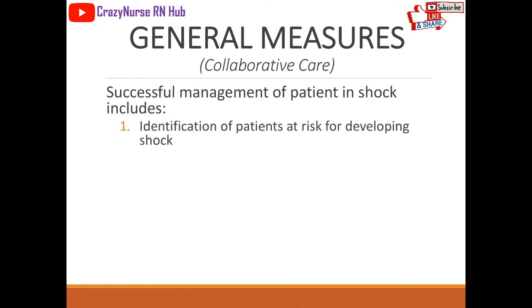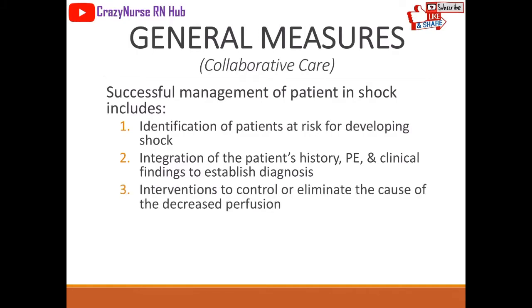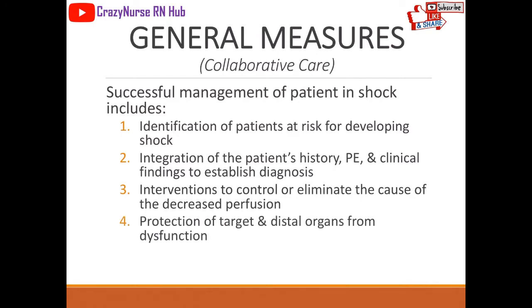First, we have the identification of patients at risk for developing shock, integration of the patient's history, physical examination, and clinical findings to establish a diagnosis, interventions to control or eliminate the cause of the decreased perfusion, protection of target and distal organs from dysfunction, and provision of multi-system supportive care.